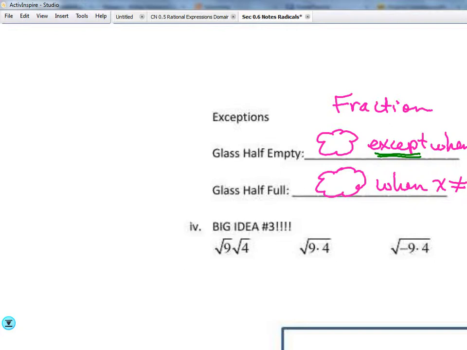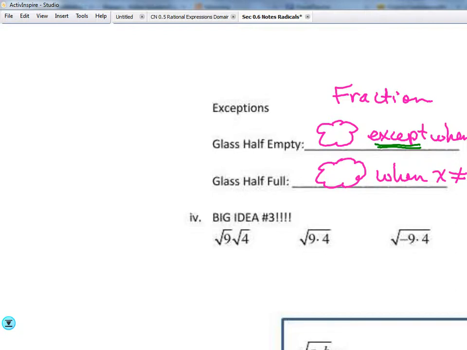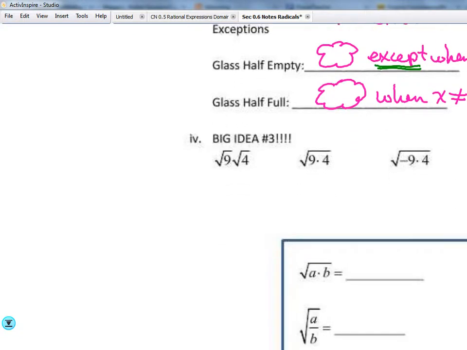Just kind of pay attention. If you're going to give the exceptions, you say except when, and then give me the places, the x values for which the expression is not true. And then if you're going to turn it into your glass half full version, then you do the expression when x is greater than or equal to 0, when they are true. Okay? So it's kind of two ways of looking at it.